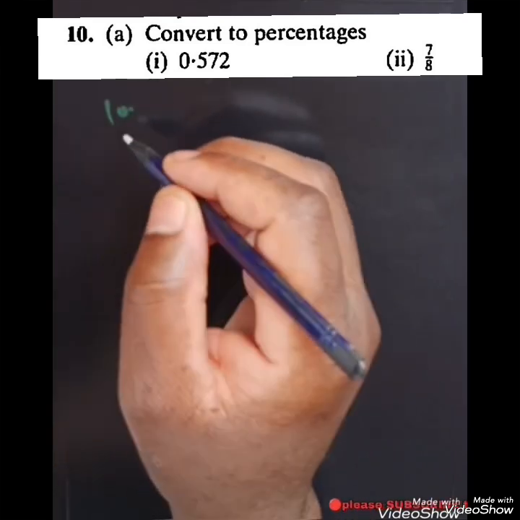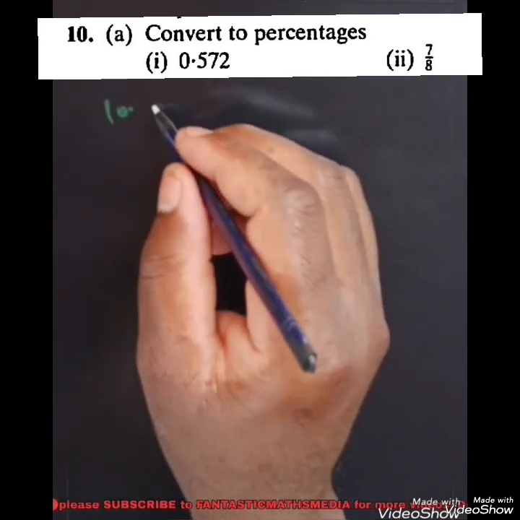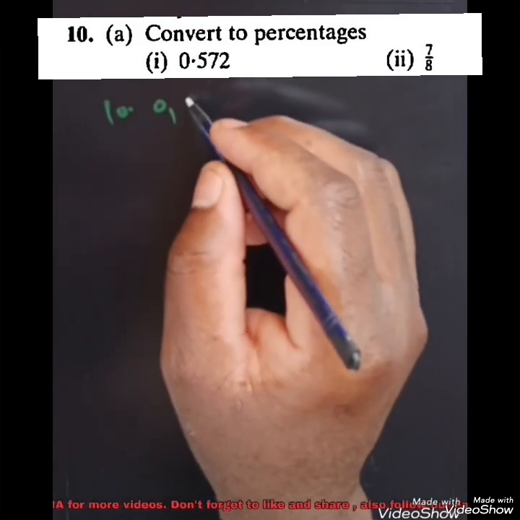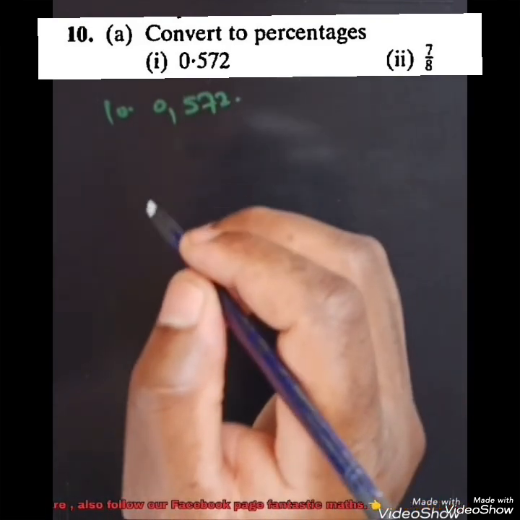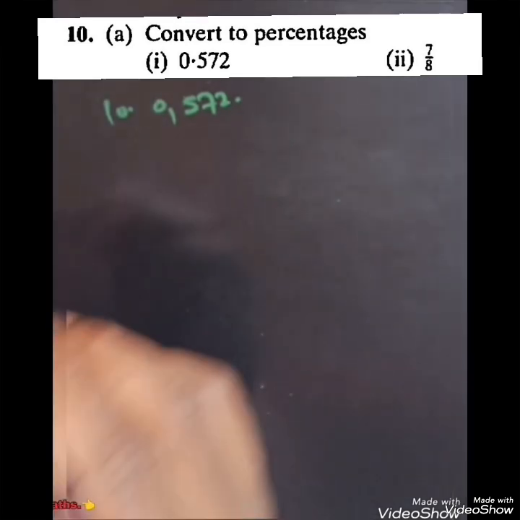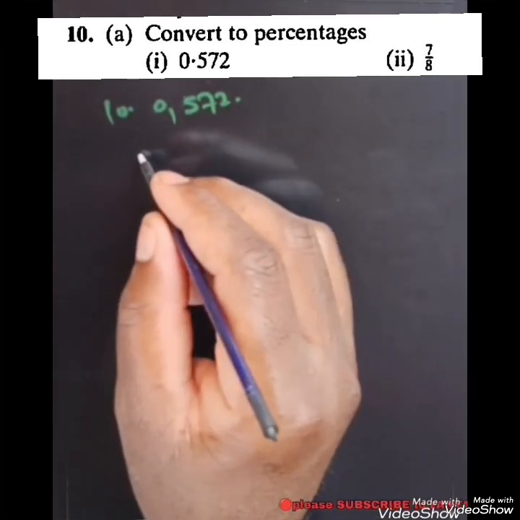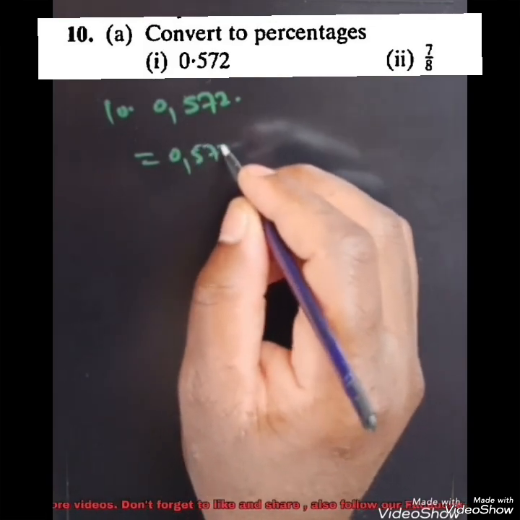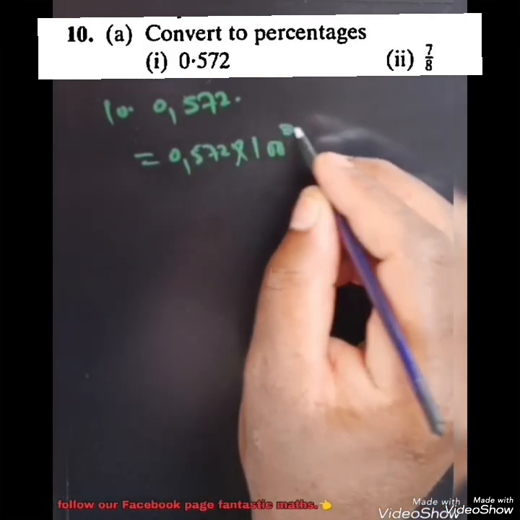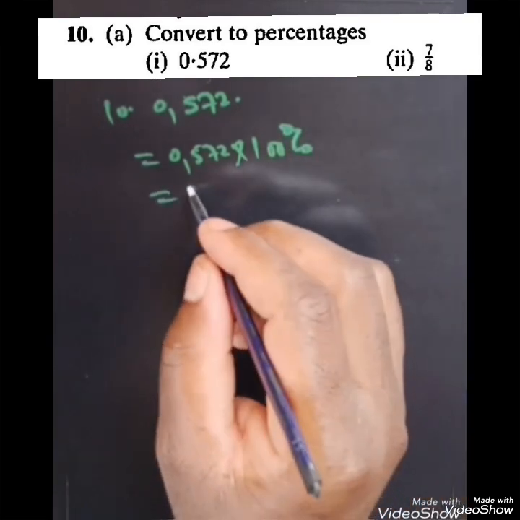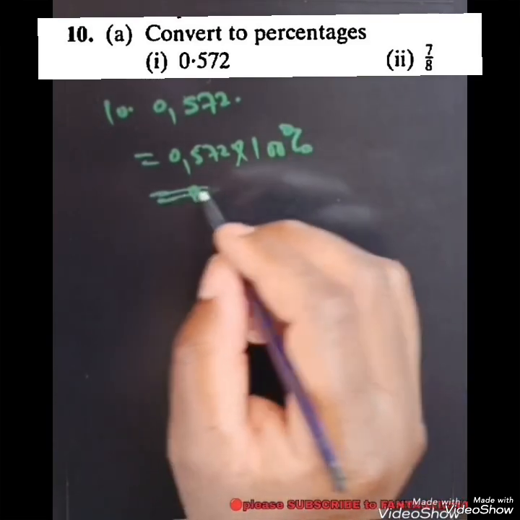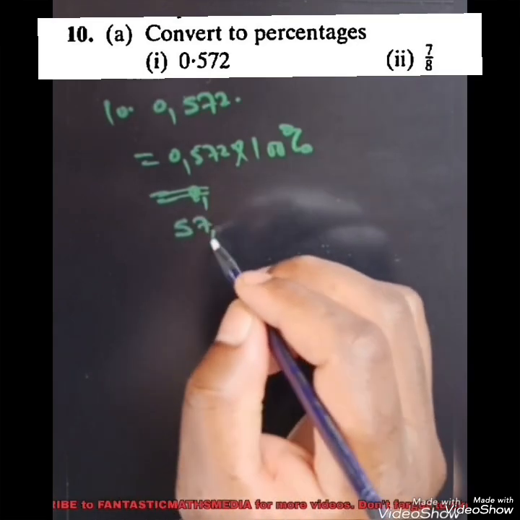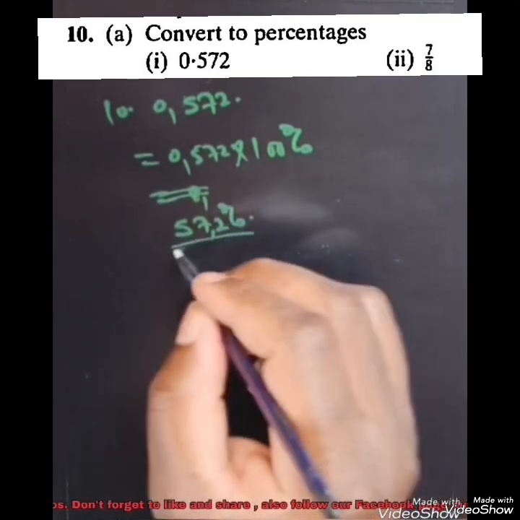Convert to percentages, part A and part B. Part A, 10a: 0.572. So you have to multiply by 100% so that you convert it to a percent. If multiplied by 100%, you get 57.2%.